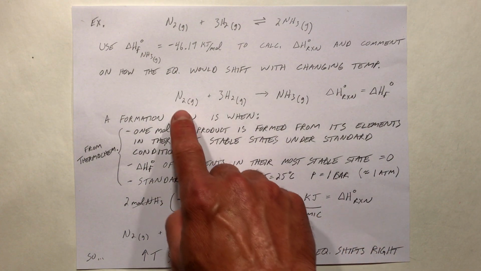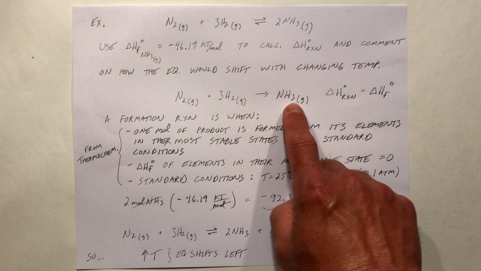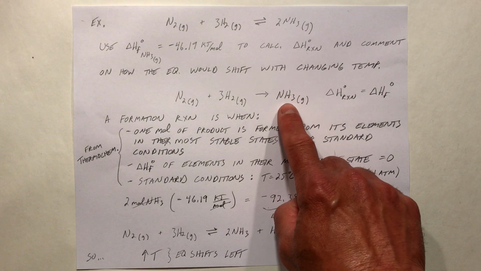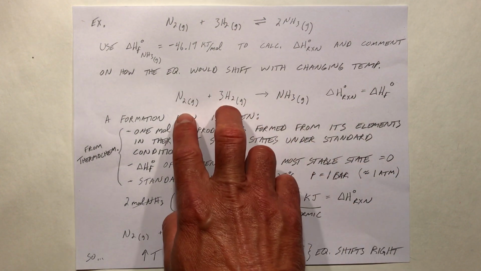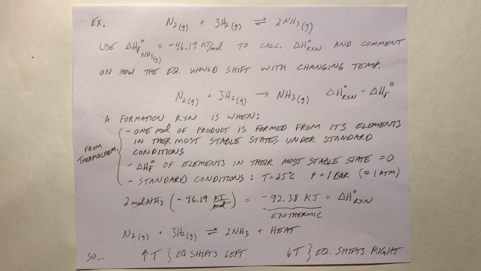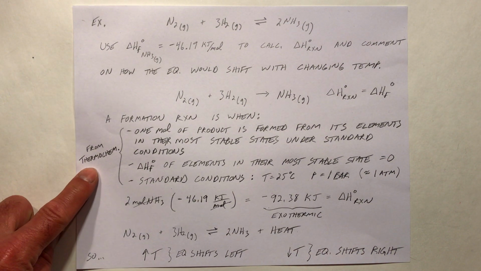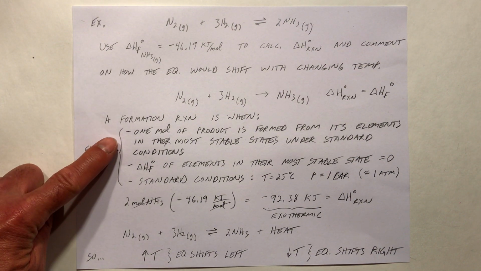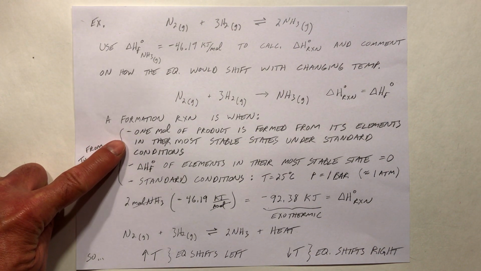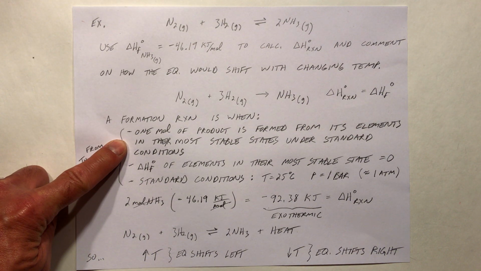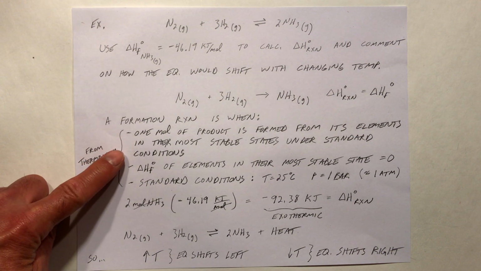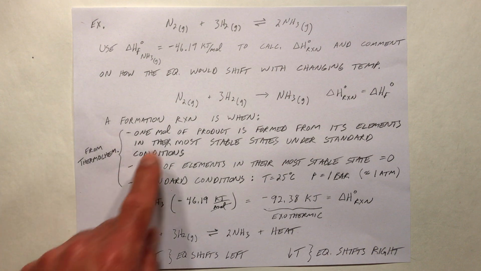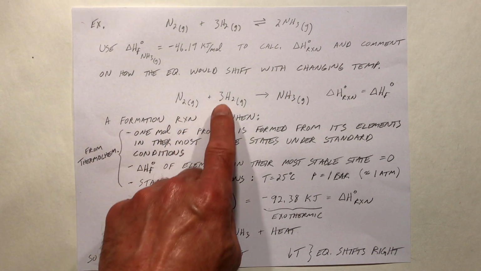So we can say that for this reaction, where we're producing 1 mole of NH3 from its elements, that would be a formation reaction if it were done under standard conditions. Now remember that we covered this in thermochemistry. A formation reaction is when 1 mole of a product is formed from its constituent elements in their most stable states under standard conditions. So the most stable state of nitrogen is gas, and the most stable state of hydrogen is gas.